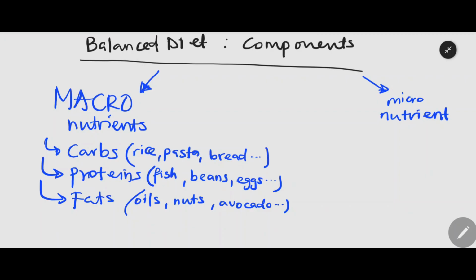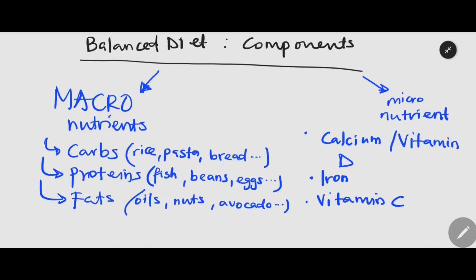And some examples of micronutrients, we have calcium, vitamin D. So calcium and vitamin D are important for improving your bone health. Iron is important for oxygen transport in the blood. And vitamin C is important for strengthening your immune system and helping to repair your tissues.